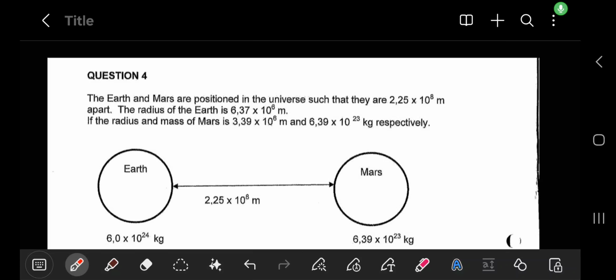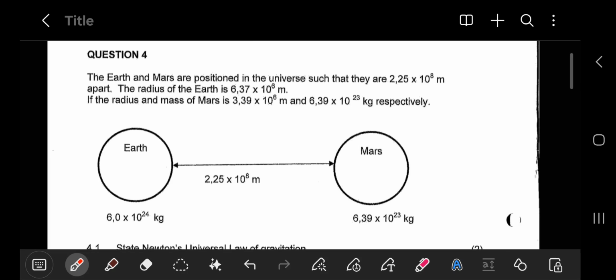Here is our third practice problem for grade 11 physics under the section Newton's law of universal gravitation. This question comes from question 4 from a past paper that says the Earth and Mars are positioned in the universe such that they are 2.25 times 10 to the power 8 meters apart. The radius of the Earth is 6.37 times 10 to the power 6 meters.